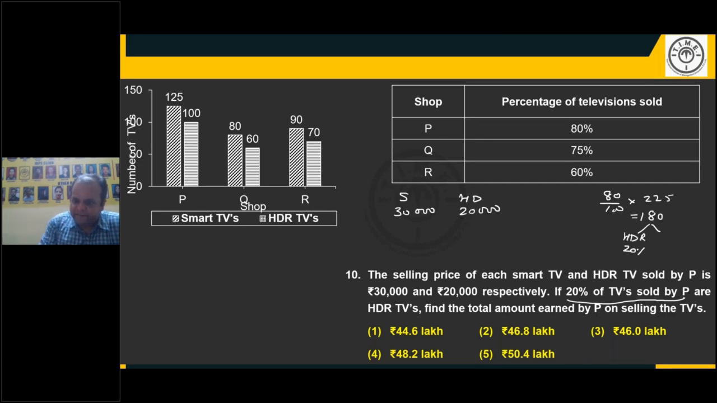Now, can you solve it? If 20% is HDR, smart TV will be 80%. 80% of not the total, but sold. Sold is how many? 180. Now try and figure out the answer. Total amount earned by P. 180 को दो पार्ट में डिवाइड करना है, 20% and 80%. You will get the numbers. HDR कितना बिक रहा है और स्मार्ट टीवी कितना.